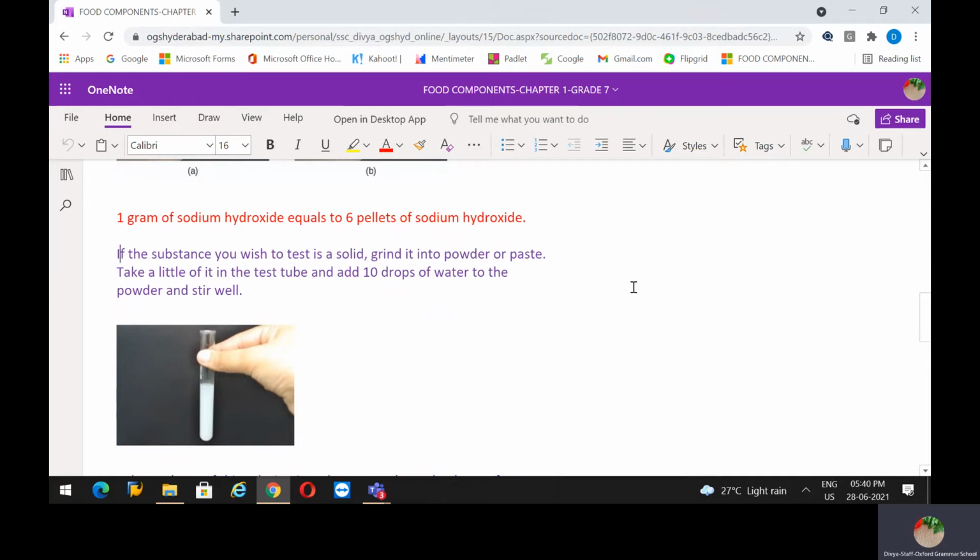You need to take a test tube. Take 10 drops of solution in a clean test tube, and in that you add food, children. You need to add some paste of food and mix nicely, tap the test tube and mix it. Okay, 10 drops of water. After that you just put some water. Along with the food paste you are putting some water, right? It will become a food solution.